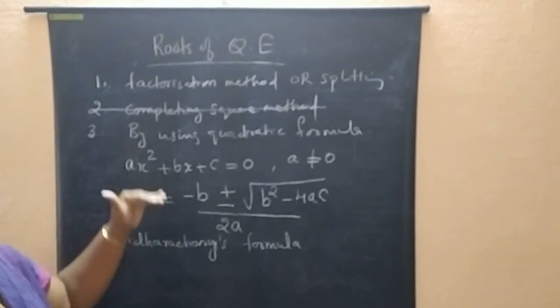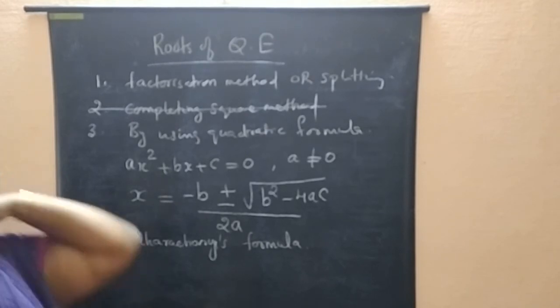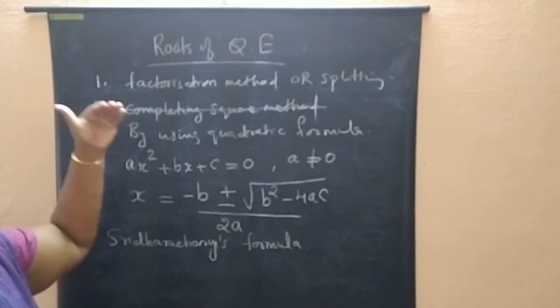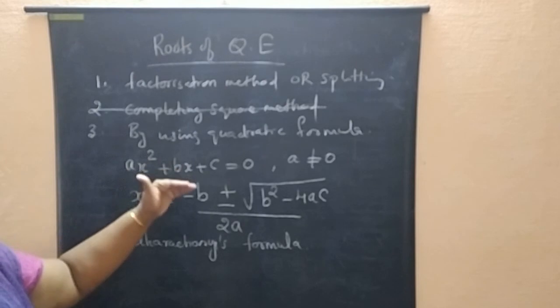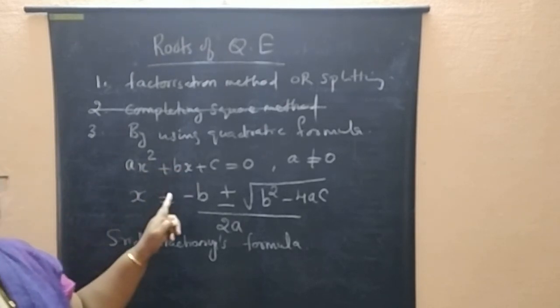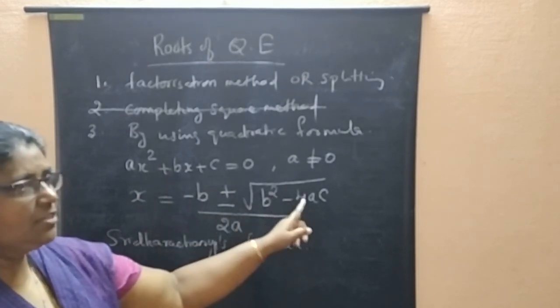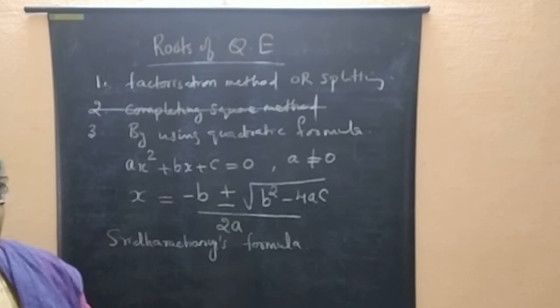So take down all these things. Completing square method is deleted from the syllabus. No need of study. So the quadratic formula, you directly study. Quadratic formula is x is equal to minus b plus or minus root of b square minus 4ac divided by 2a.